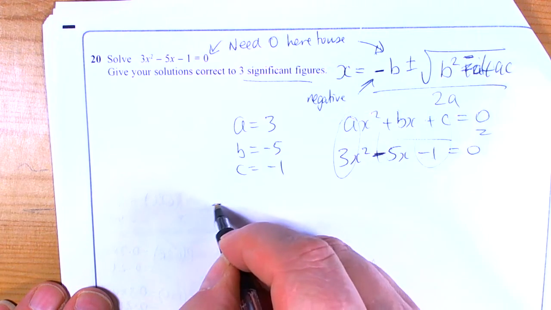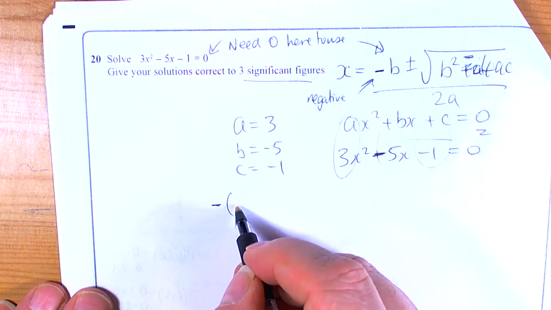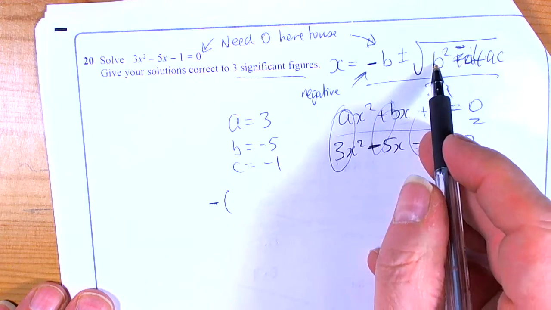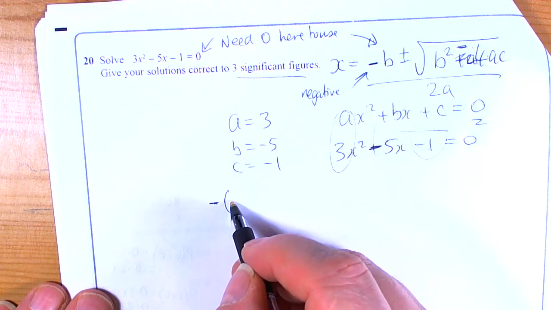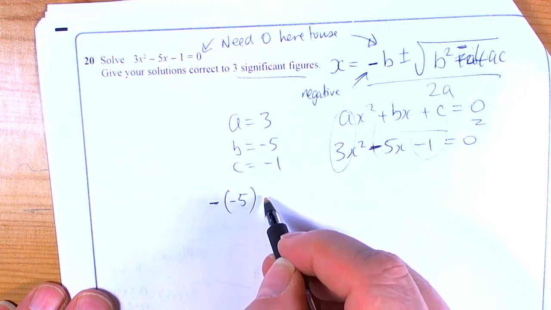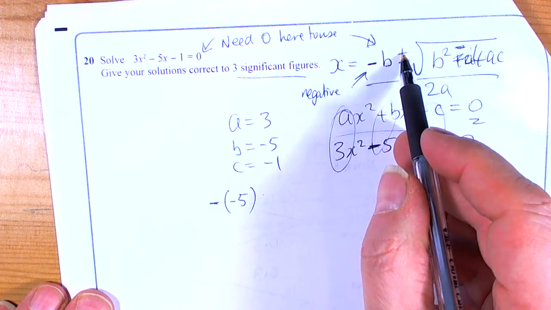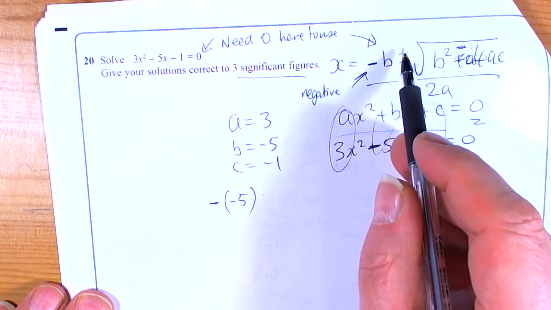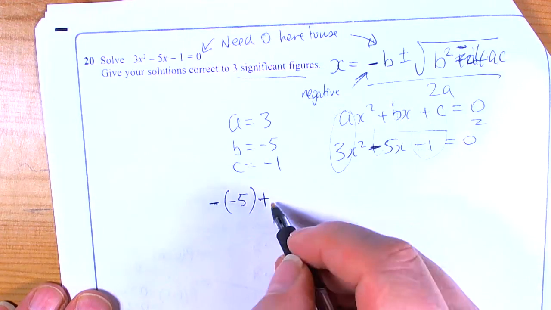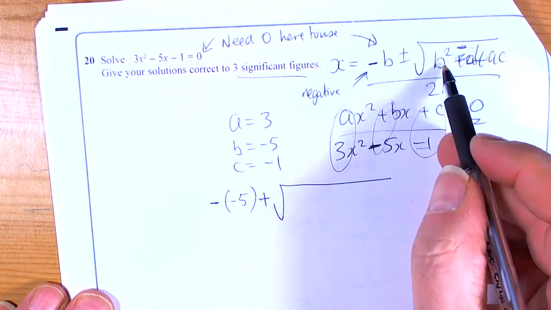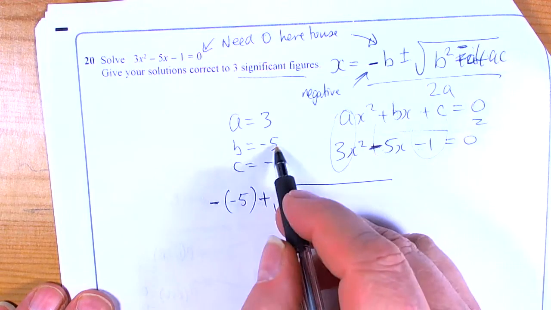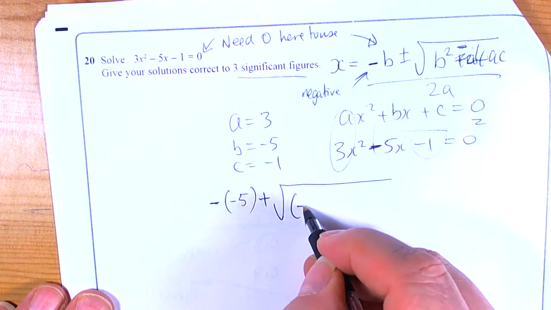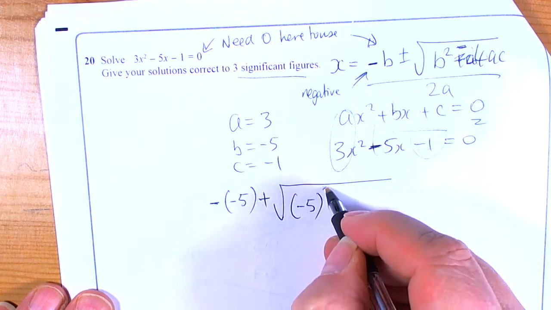So we've got negative, brackets when you're substituting for variables, so negative 5. We're going to do the plus version first, because we don't have a key on a calculator to do plus or minus in one go. So the plus version first. So we're going to add on the square root of, now it says the b squared value, so b was worth negative 5. As it's negative, it's important you put it inside a bracket, because most calculators won't work properly unless you do.